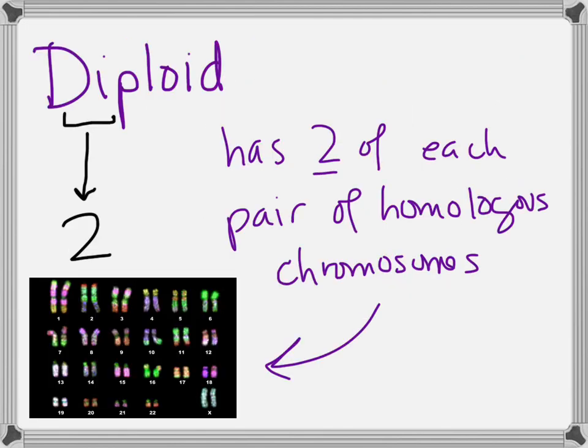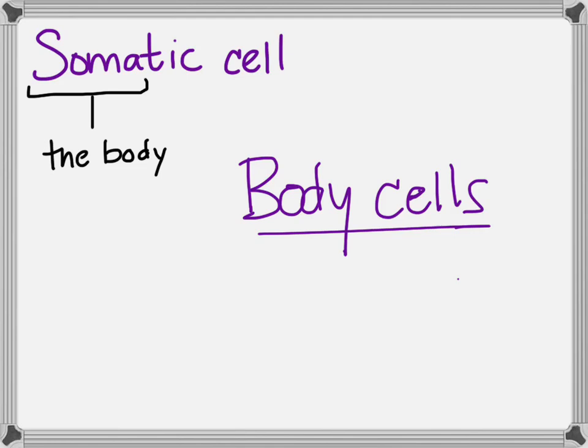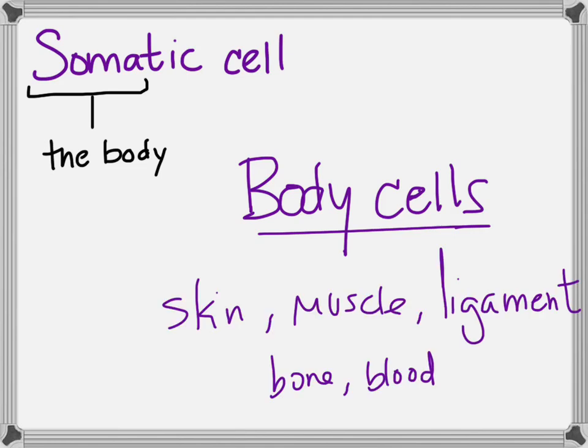So when we say that a cell is diploid, remember that di, that prefix, means two. And what we're saying is that the cell has two of each pair of homologous chromosomes. If we say that a cell is haploid, hap sounds kind of like half, they have only one from each pair of homologous chromosomes. So somatic, soma means the body. Somatic cells are body cells. And these are things like skin cells, muscle cells, ligament cells, bone and blood cells. Any cells that are not reproductive in nature are somatic cells.